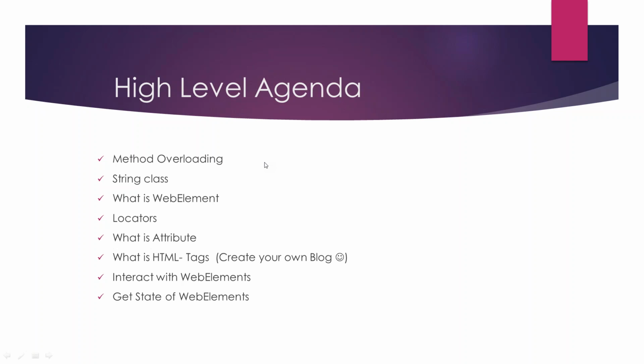So today we are going to discuss the locators, attributes, HTML tags, interactive web elements, and get state web elements. All these things we are going to discuss. The string class is already completed. What is a web element? I think, did you see the previous videos? We have the string class and method overloading also completed. Today we are going to discuss what is a web element, what are locators, what is an attribute. All these things we are going to discuss right now.